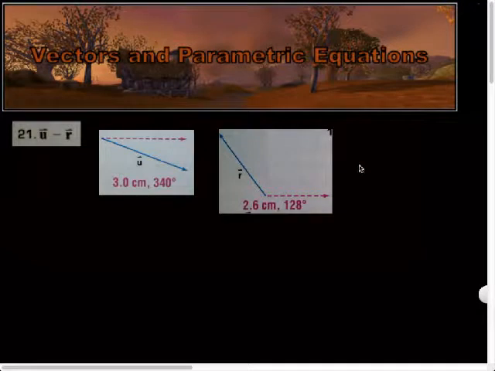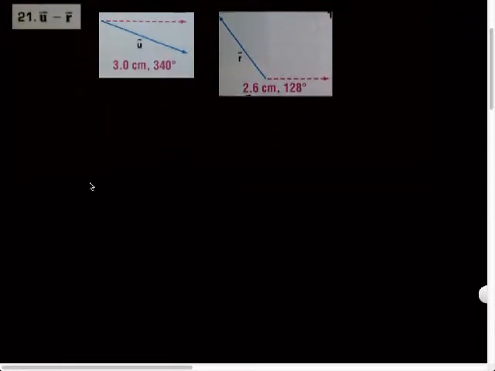We're taking a look at question 21, and it says vector u minus r. By the way, the little symbol for vector is called a harpoon. It's not a full arrow. A full arrow would look like that, like a ray. So if I want to do vector u minus r, I'm just going to draw a picture of what this would look like, not to scale.